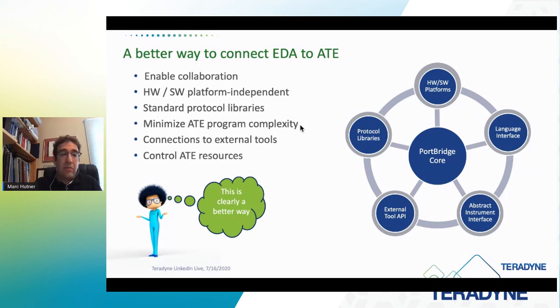Now we have a standard set of protocol libraries. We're minimizing program complexity. So this is actually going to make your test program simpler in the longer term, which is very exciting. And there's some other tools that Teradyne offers that help enable that as well. There's connections to external tools, and I'm going to talk about one in a second. And going forward, there's some new standards. So we're going to end up controlling some ATE resources. So clearly, this is a better way.